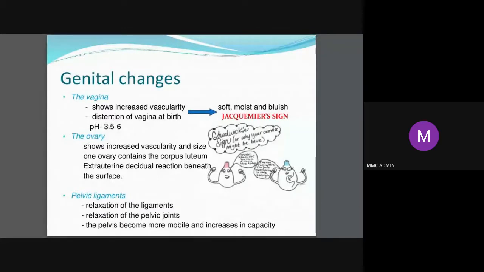Ovary, of course, then pelvic ligaments. This is again very important. There is relaxation of all the pelvic joints and the ligaments because all these things help when the labor pain starts. Especially the pelvic joints become very relaxed so that there is more space for the baby to come out during normal labor.